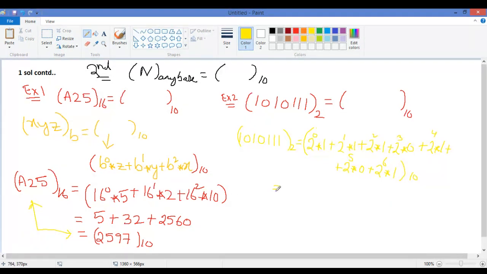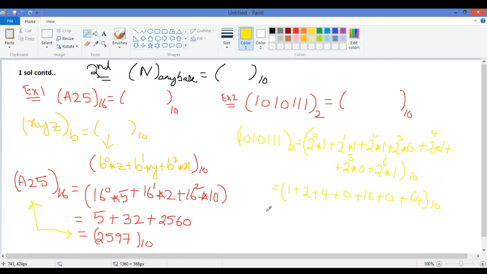2 power 0 is 1. 1 into 1 is always 1 plus 2 plus 2 to the 2, 4 into 1 is 4 plus 2 cube is 8. 8 into 0 is 0 plus 2 power 4 is how much? 16 into 1 is 16 plus 2 power 5 is 32 into 0 is 0 plus 2 power 6 is 64 into 1 is 64.